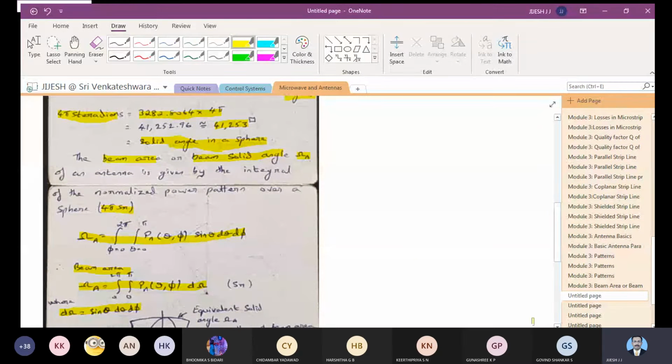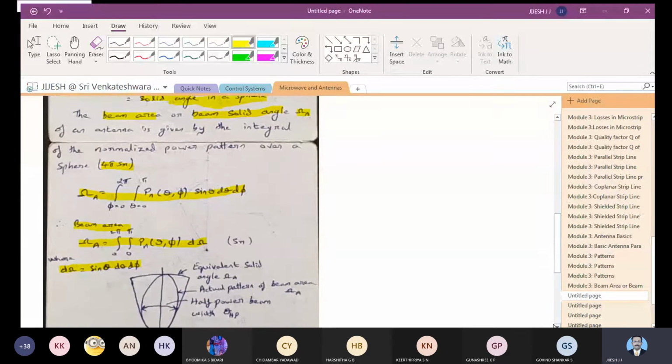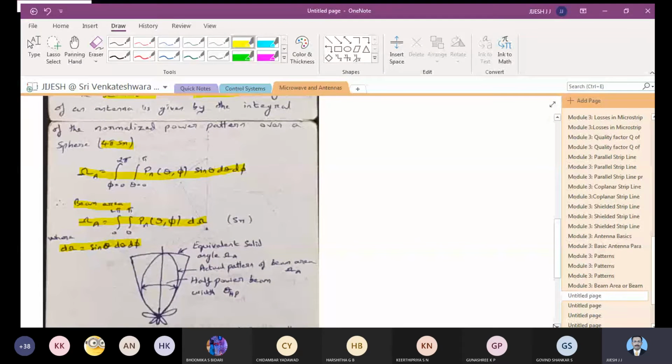Draw this figure. You can see that this is the actual pattern, or you can say the main lobe, and you have already studied the half power beam width. So this is at the center at the 0.5 level, and this is the equivalent angle, the solid angle omega A. That omega A is that small area through which the signal is propagated to the outer space.